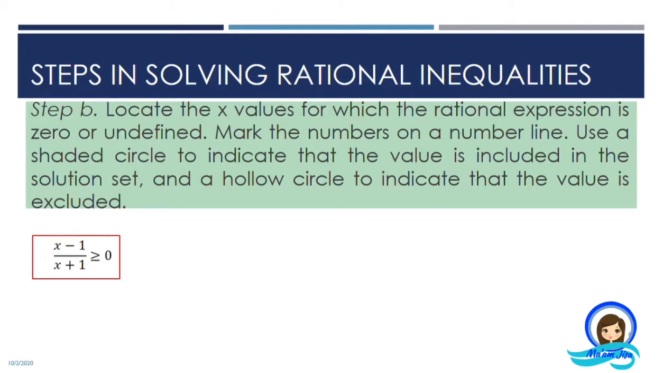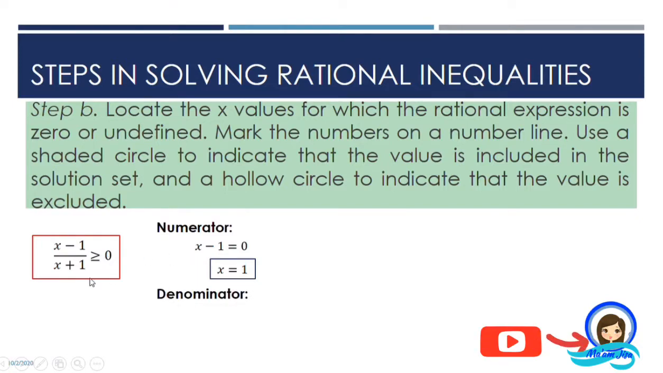Simple. We just need to equate the expression in the numerator and in the denominator to 0. So for the numerator, we have here x minus 1 equals 0. Therefore, x equals 1. 1 is the value for which the rational expression is 0. For our denominator, we have x plus 1 equals 0. Therefore, x equals -1. So again, negative 1 is the value for which the rational expression is undefined.